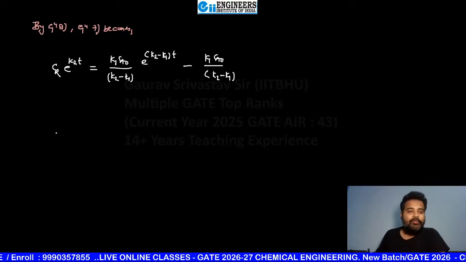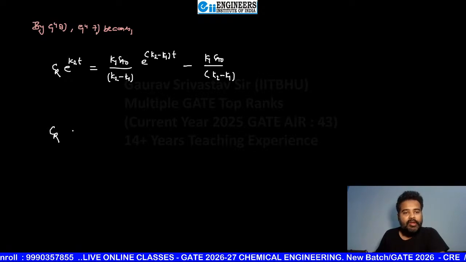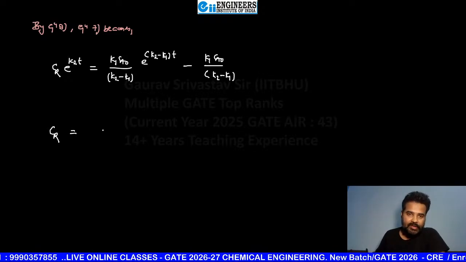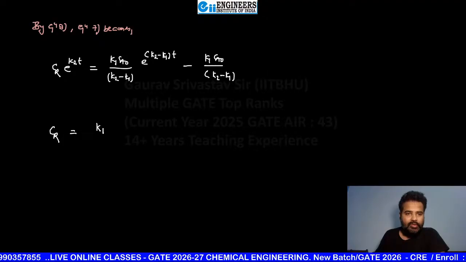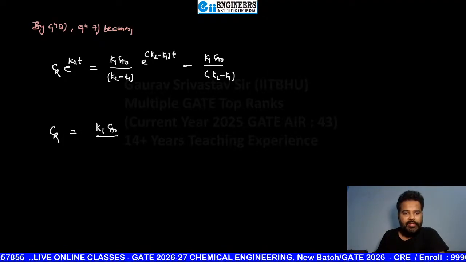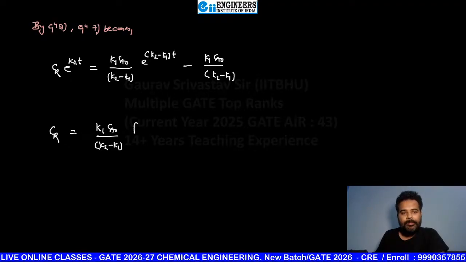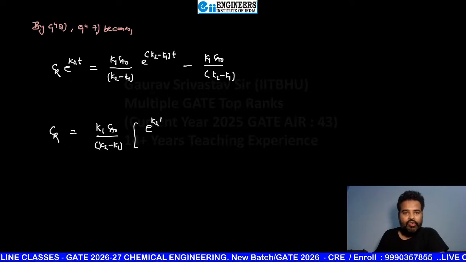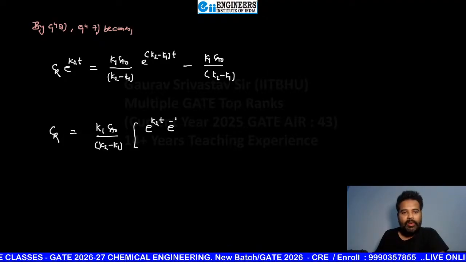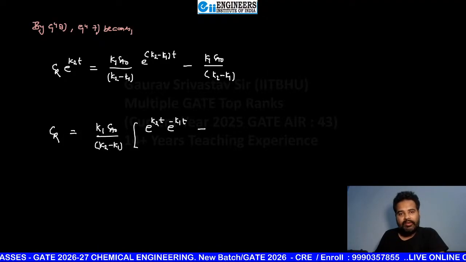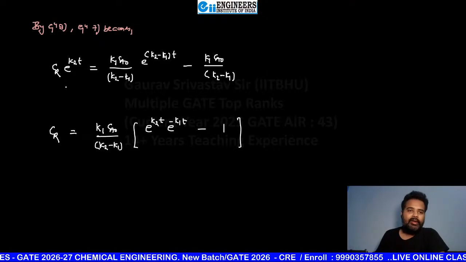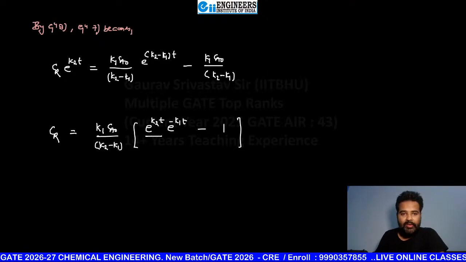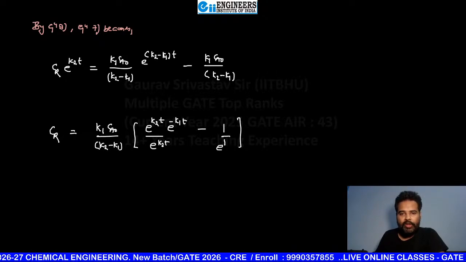So now what we can write in place of just CR? So CR can be written as C in both terms. K1 CA naught upon K2 minus K1 is common. So take it as common. And here e raised to power K2 minus K1t. So you can write K2t and e raised to power minus K1t, and the second term is just 1. And this side e raised to power K2t, you can write on this side. So it is e raised to power K2t upon e raised to power K2t.